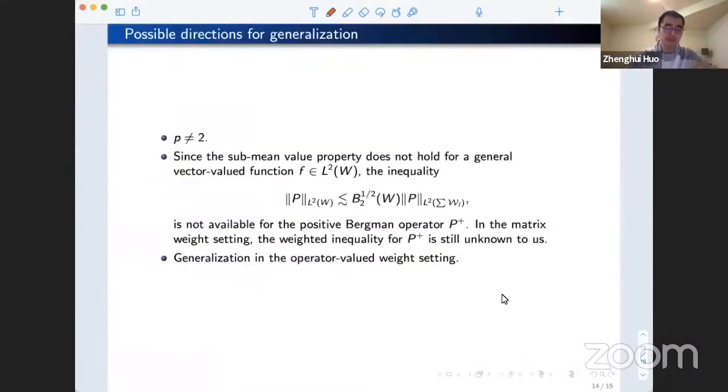Last, I'd like to mention some of the possible directions for generalization. First, our result right here is mainly focused on p equals 2. One may ask similar questions for p not equal to 2. We haven't spent time on this one right here, and therefore definitely this is a possible direction for research.